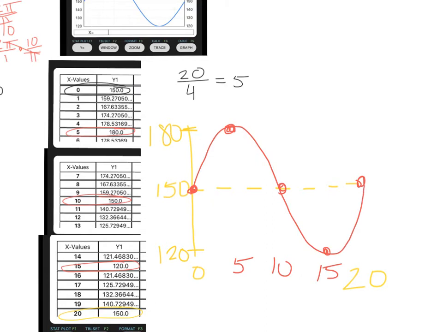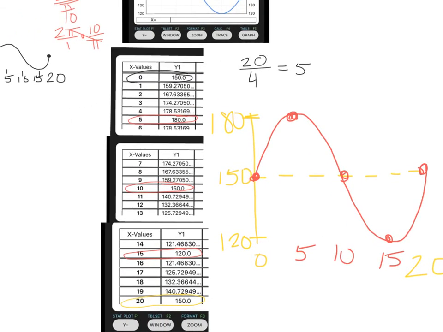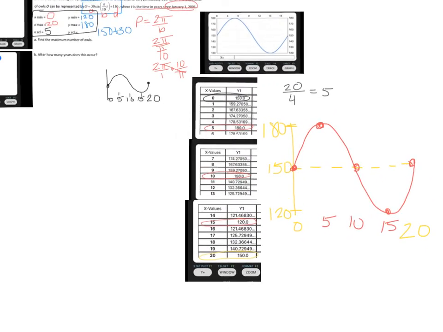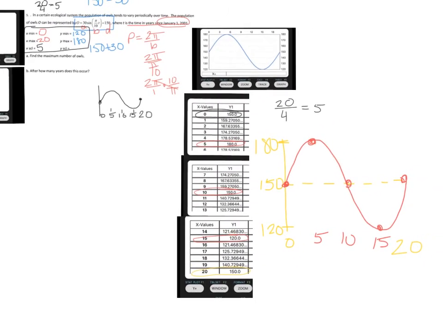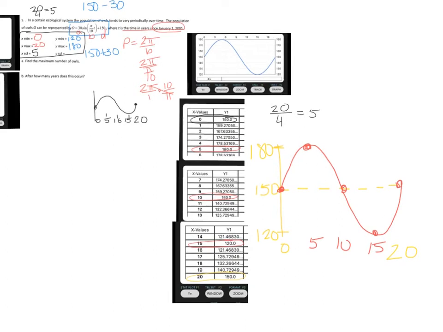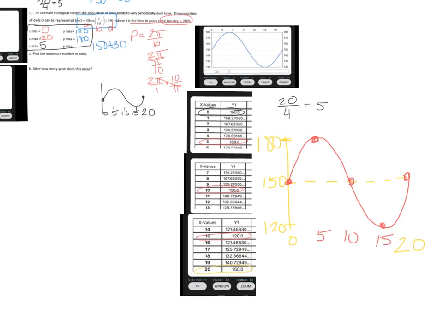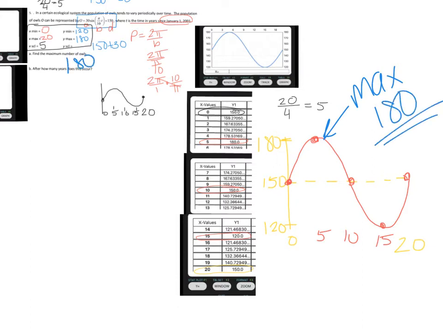So let's answer some questions they give us. They ask us, find the maximum number of owls. Well, that's just here. This is our maximum right here, and the max is 180 owls. So that would be 180 to that question. And after how many years does this occur? It occurs after 5 years, because that's our X value. This is the years, and this is the owls.